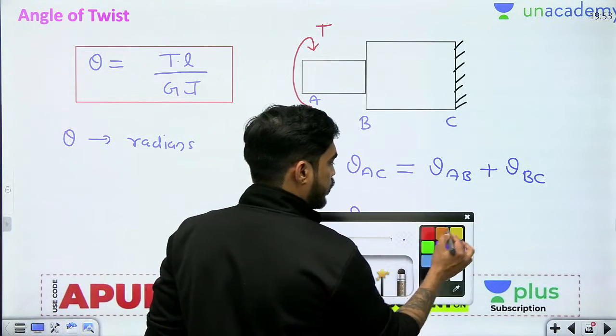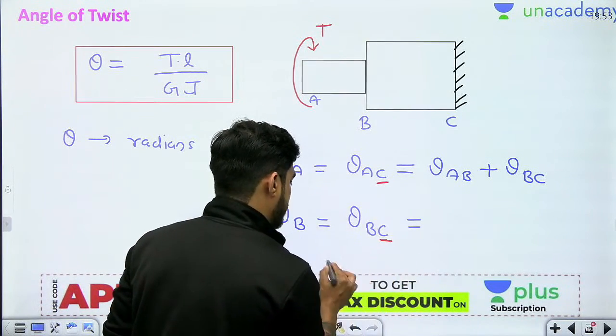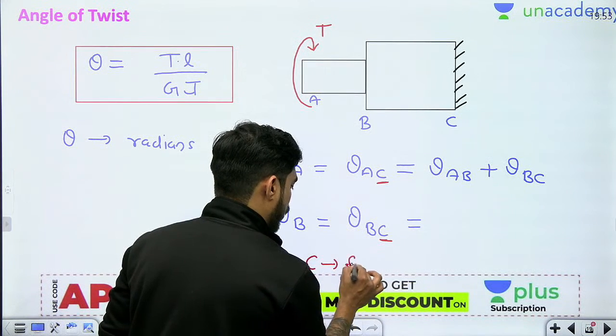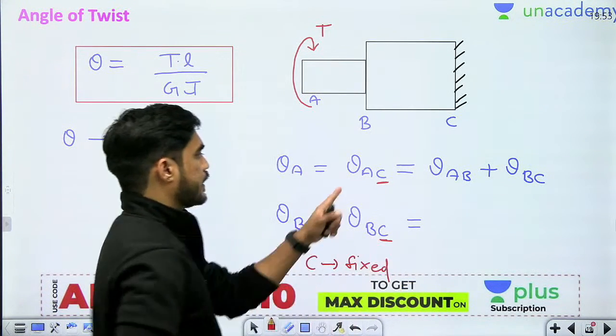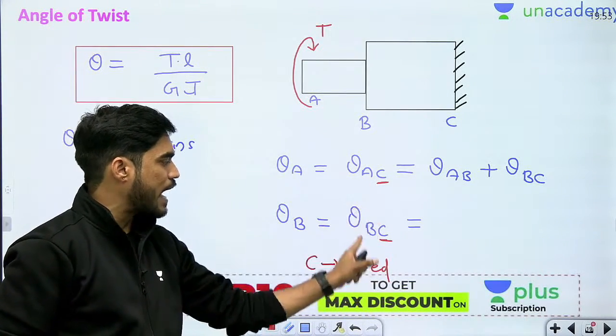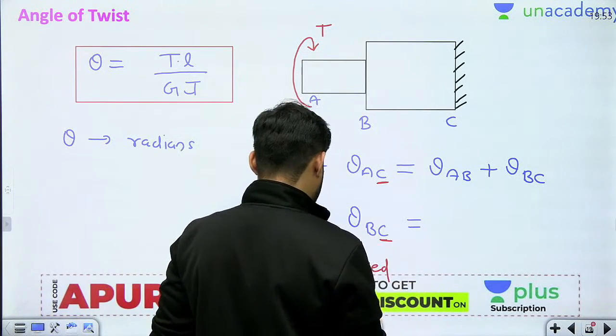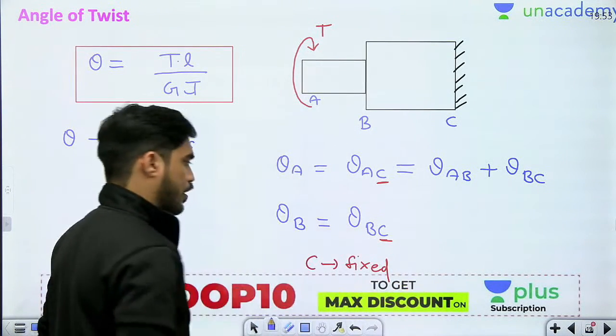So here, beta, you need to remember one thing, that out of these two, this C must be fixed. Okay, theta AC is to find theta A, theta BC is to find theta B. Why C? Because C is fixed. Okay, so beta, do you understand how to calculate the angle of twist?